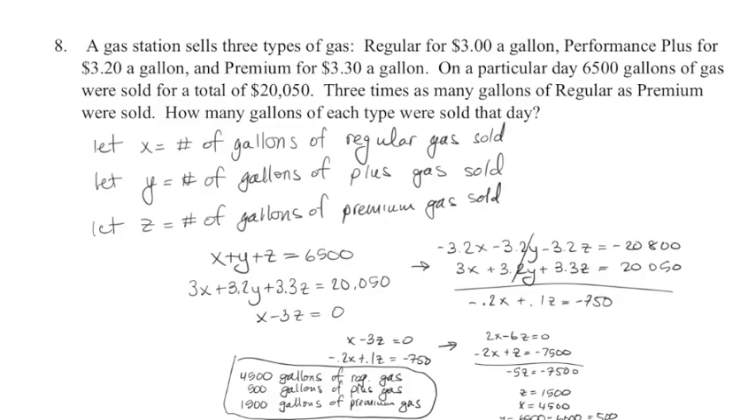For question 8, when you're solving an application problem, again, what you need to do first is identify the question. Here it's how many gallons of each type. In this question there are 3 types: regular, performance, and premium. So if we're going to define our variables, we need 3 variables. So x is the number of gallons for regular, y for plus, and z for premium.